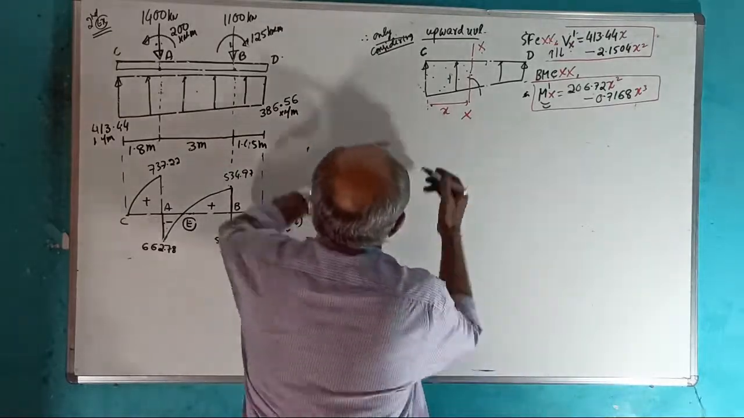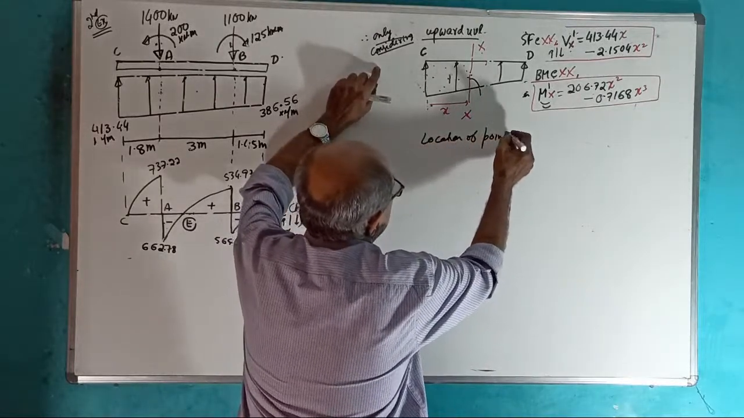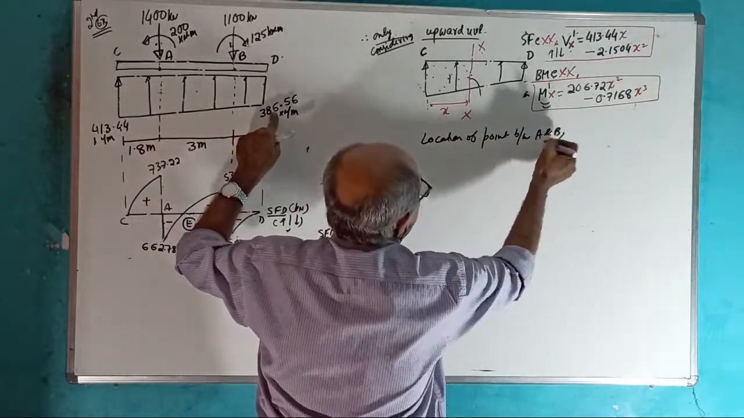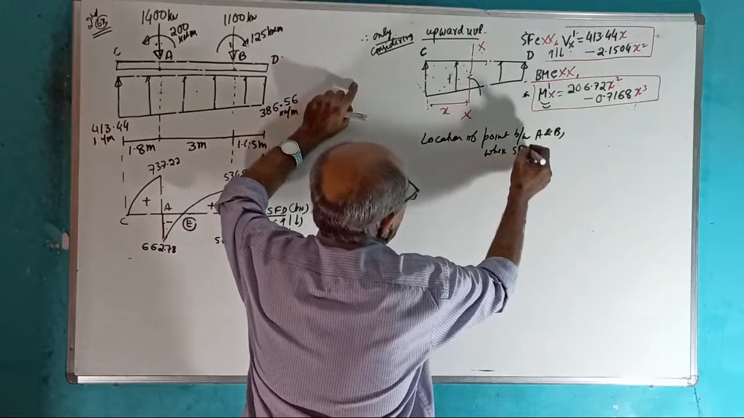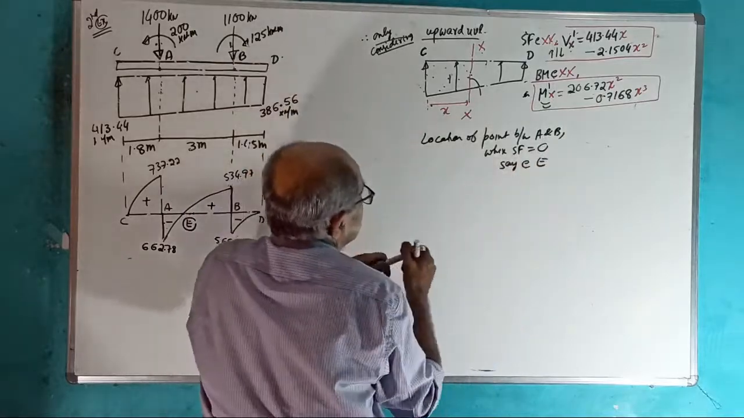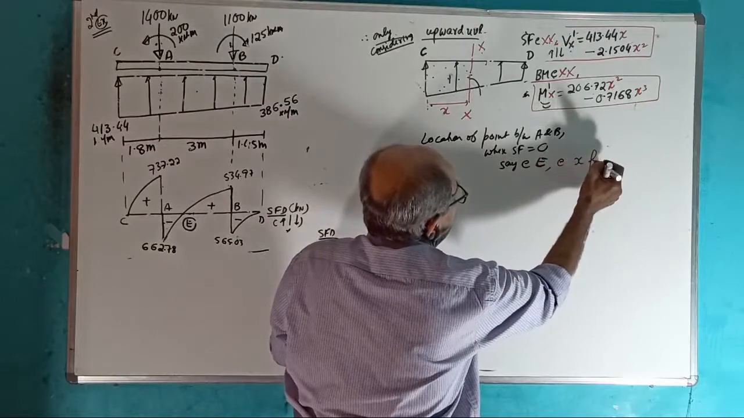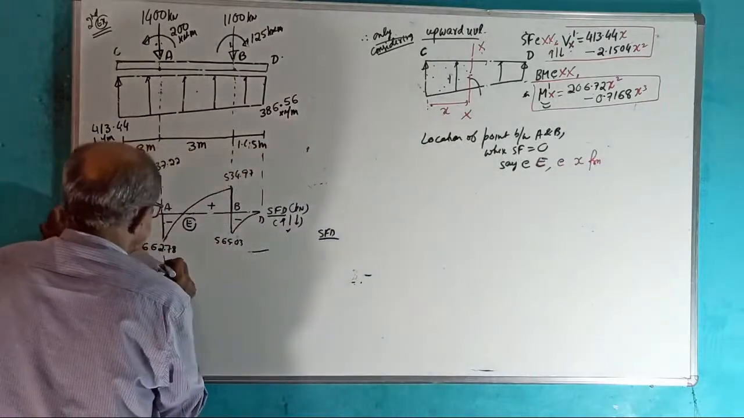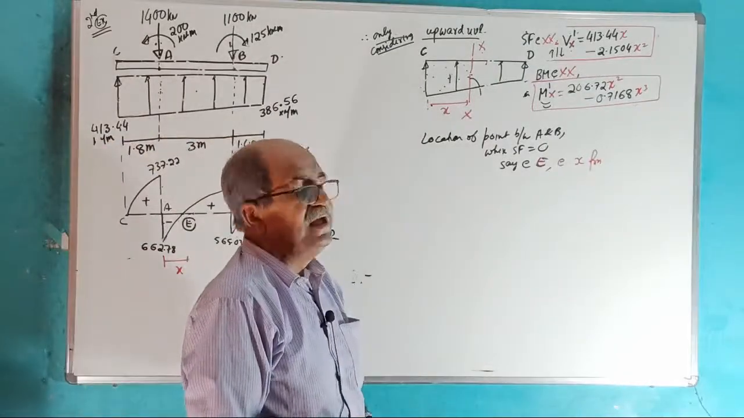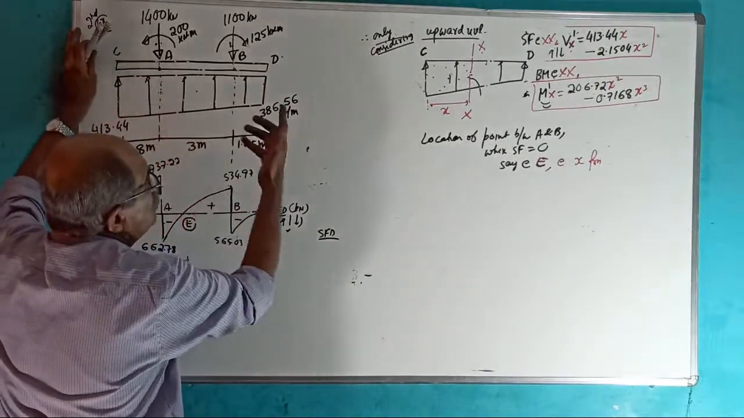How to locate that point? See, the location of the point between curves A and B where shear force is equal to 0. Say at E. I will mark the point in pink color, E. At E, at x from... Usually you take x from here, but today you cannot take x from there. Why? If you take x from here, in terms of x from here, you don't know the shear force.